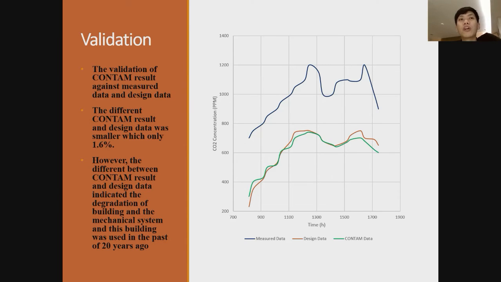However, the difference between the CONTAM result and the measured data indicates the degradation of the building and the mechanical system, and this building was used from 20 years ago.